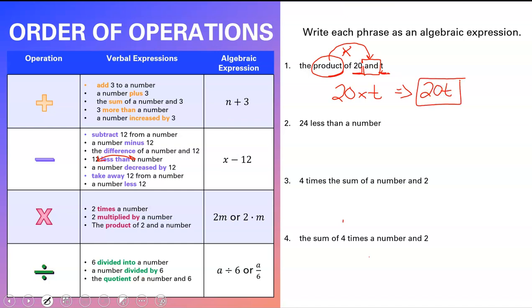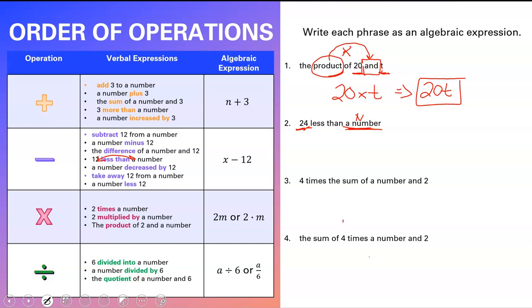Number 2, 24 less than a number. Identify the number. Those are easy to spot. 24. Identify the variable. What do we not know? We do not know what a number means. We don't know what that is. So we're going to replace that with a variable, and we're just going to use the letter n in this case.